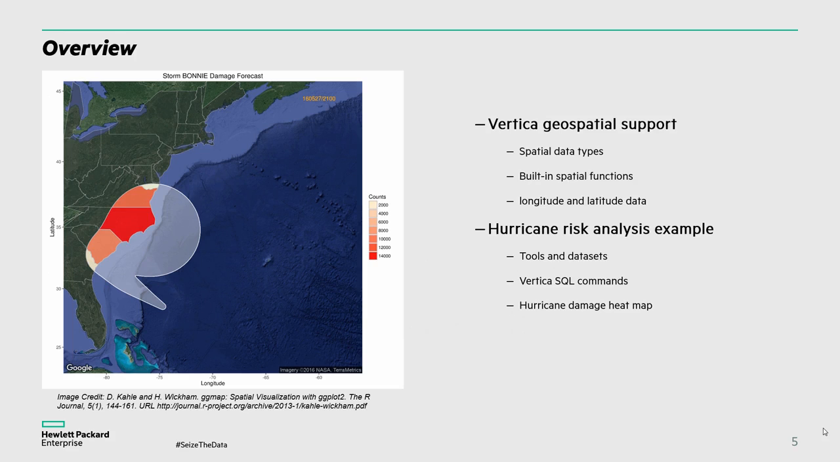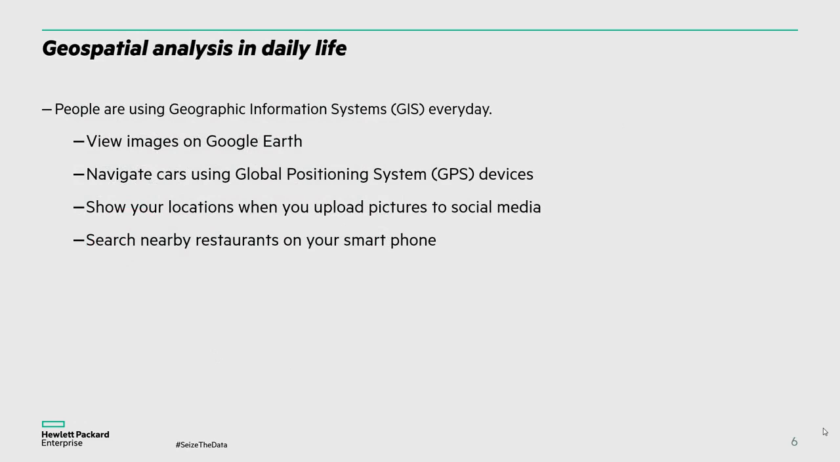In the first part of the session, I would like to give you a brief introduction of the Vertica Geospatial Analysis package. Then I will show you a real-world use case. We will analyze the hurricane dataset using Vertica. Nowadays, people are using geospatial analysis technologies in everyday lives, from searching for nearby restaurants on smartphones to navigating cars using GPS devices.